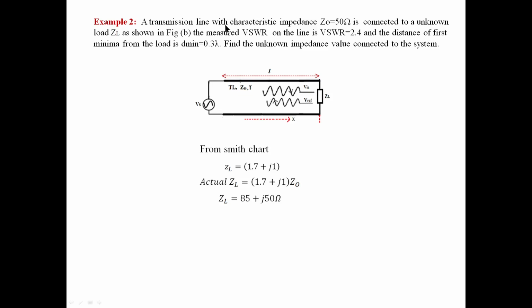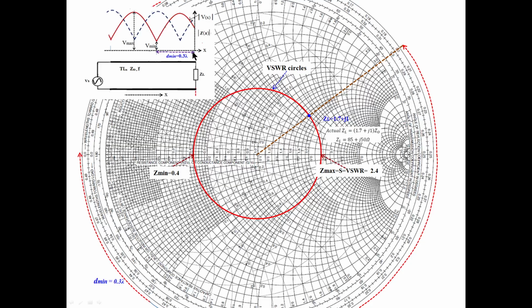A transmission line with a characteristic impedance of 50 ohm is connected to an unknown load ZL, as shown here. The measured VSWR on the line is 2.4 and the distance of the first minima from the load is 0.3 lambda. Find the unknown impedance value connected to the system. The load is not given, but what they have specified is the distance of the first minima from the load. The load point is here. As you move like this, at a distance of 0.3 lambda, the minima is there.